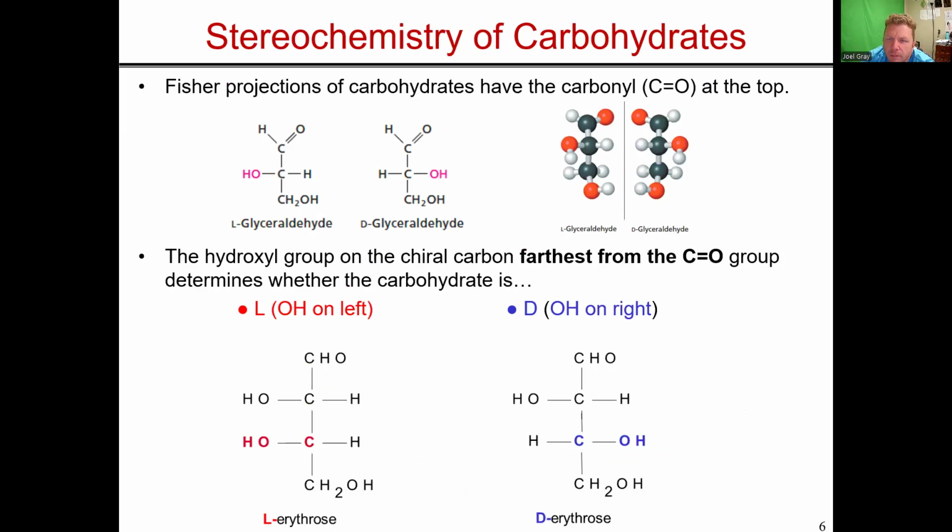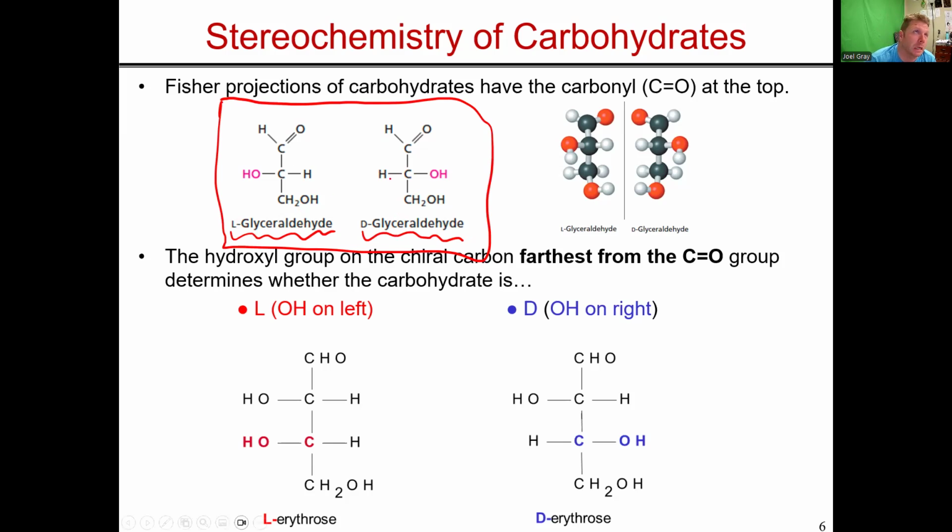Now, the stereochemistry of carbohydrates. Fischer projections of carbohydrates have a carbonyl carbon at the top. Fischer projections are the most common depictions of sugars that you'll see in basically any biochemistry textbook. If you look at these on the right here, this sugar right here on the left is L-glyceraldehyde. On the right, it's D-glyceraldehyde.